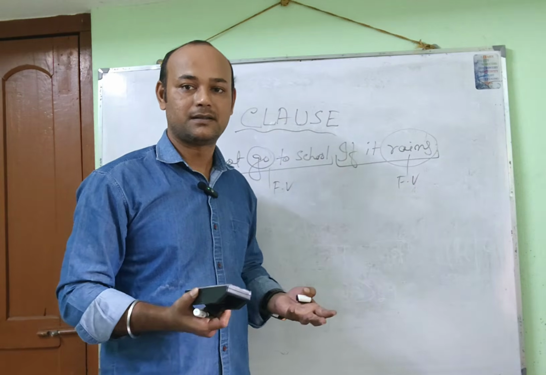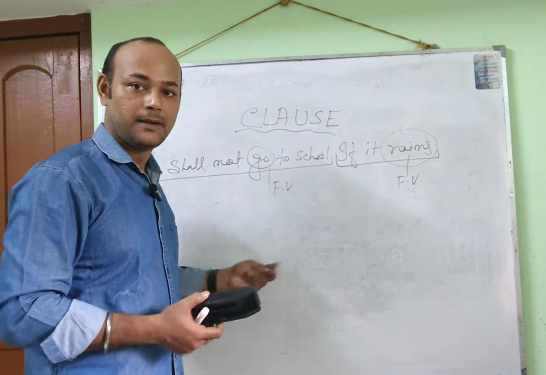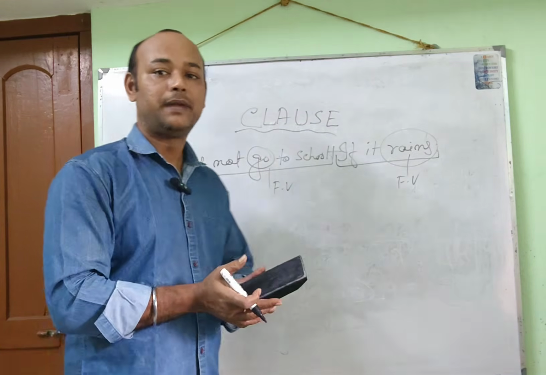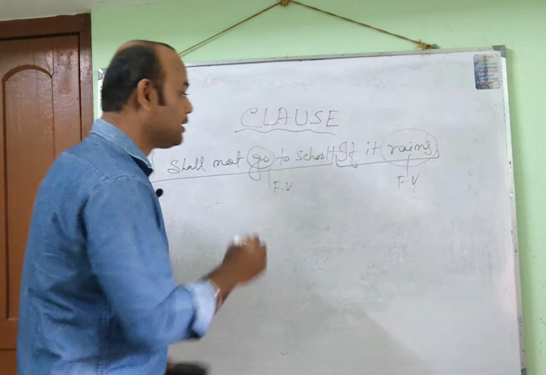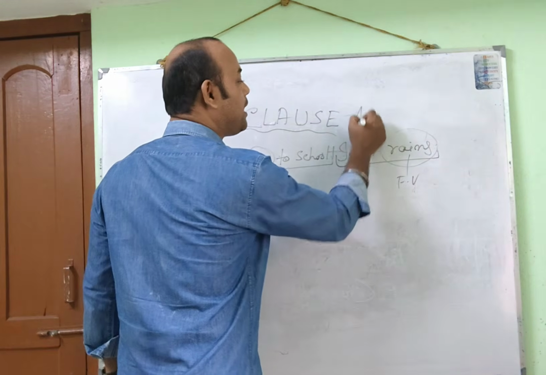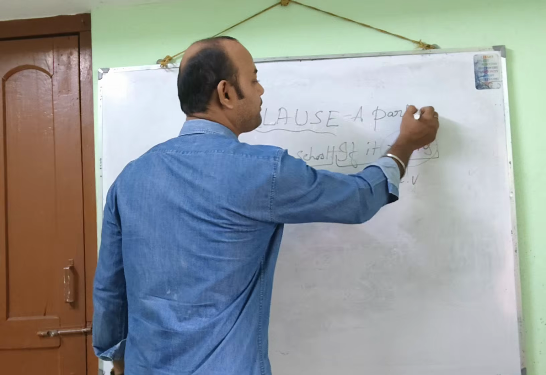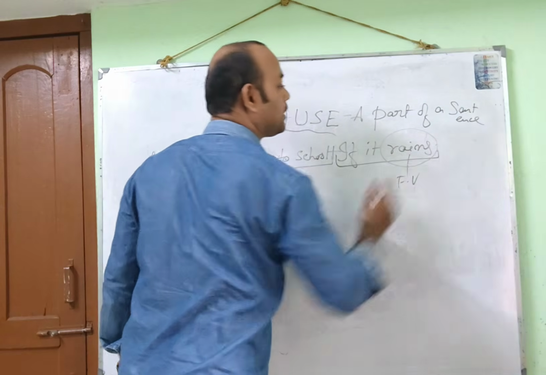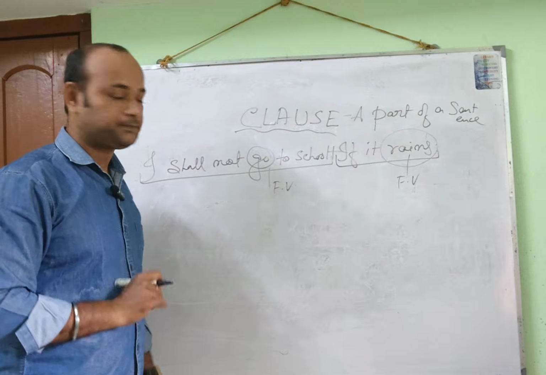Now see, if it rains, it's also not a sentence because it lacks a complete meaning. So what is the sentence? Where is the sentence here? These and that, together they make a sentence. That's why clause is also called a part of a sentence.